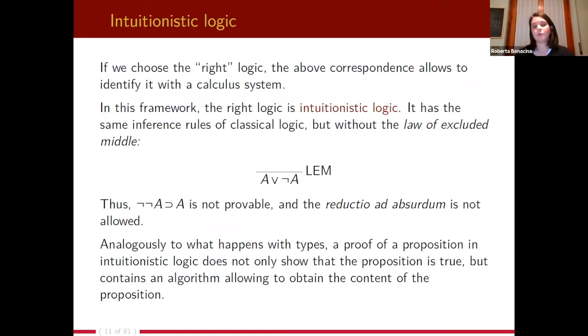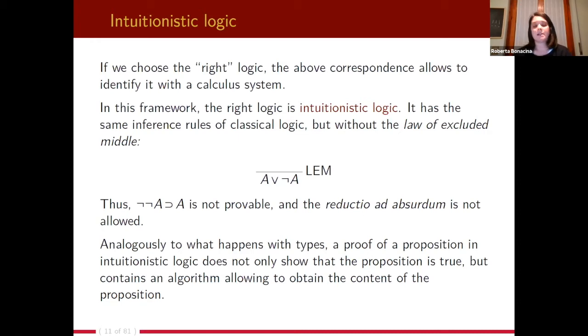It holds that if we choose the right logic, this correspondence allows us to identify the logic with a calculus system. And the right logic in this system is intuitionistic logic. This logic has the same rules of classical logic, but it doesn't have the law of excluded middle. So we don't have that A or not A is always derivable. And so we also have that not not A implies A is not provable, and we cannot use reductio ad absurdum.